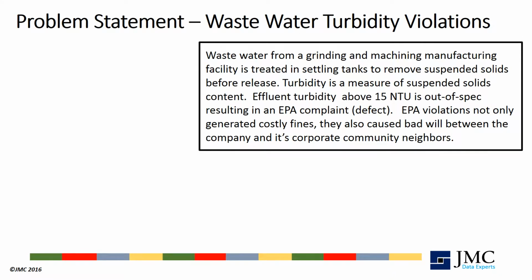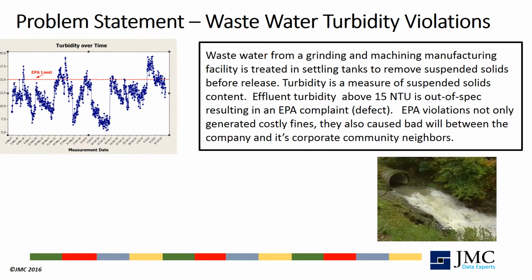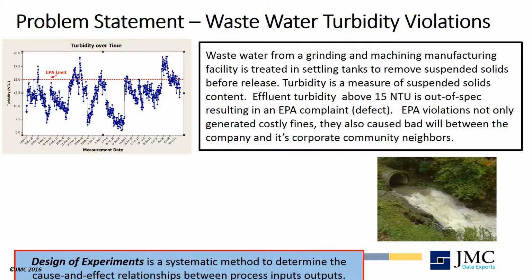Wastewater from a massive glass and metal machining facility is chemically treated and sent to settling tanks to remove suspended solids. Environmental engineers measure the turbidity of the outgoing effluent, which cannot exceed 15 NTU units, or an EPA notification must be issued. Turbidity levels seem to move with a mind of their own, and the facility needed to find a way to control the turbidity of the output from their wastewater treatment facility.